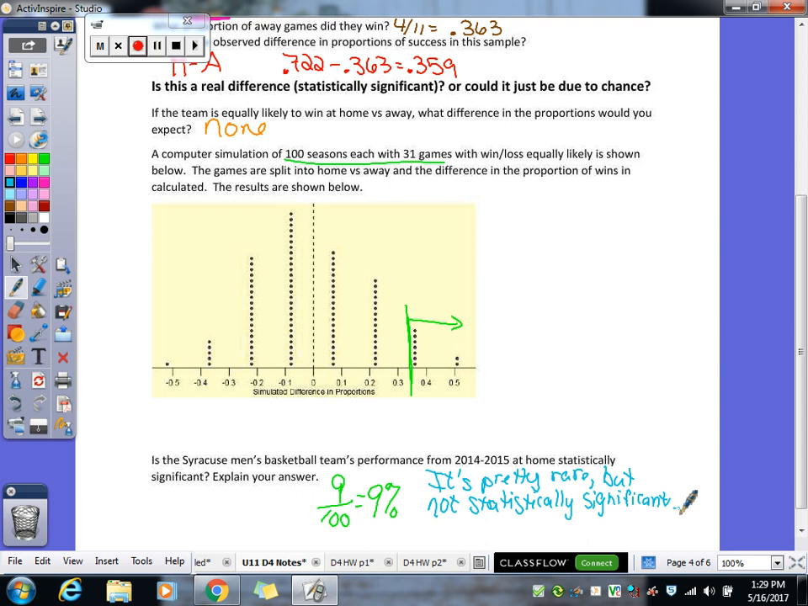So would this actually be a home court advantage, or would their wins just be by chance? By chance. Because it's not statistically significant, their wins are by chance. So really that's their cutoff that we give you: 5% or less. That means it's significant, the treatment actually did it.